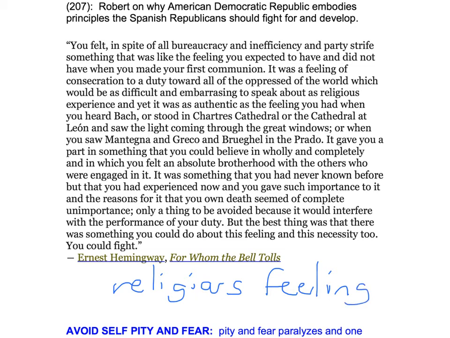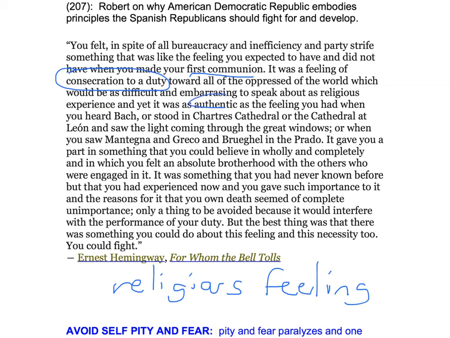So here we have, you felt, in spite of all the bureaucracy and inefficiency and party strife at war, something that was like the feeling you expected to have and did not have when you made your first communion in church. It was a feeling of consecration to a duty toward all of the oppressed of the world, which would be as difficult and embarrassing to speak about as religious experience.